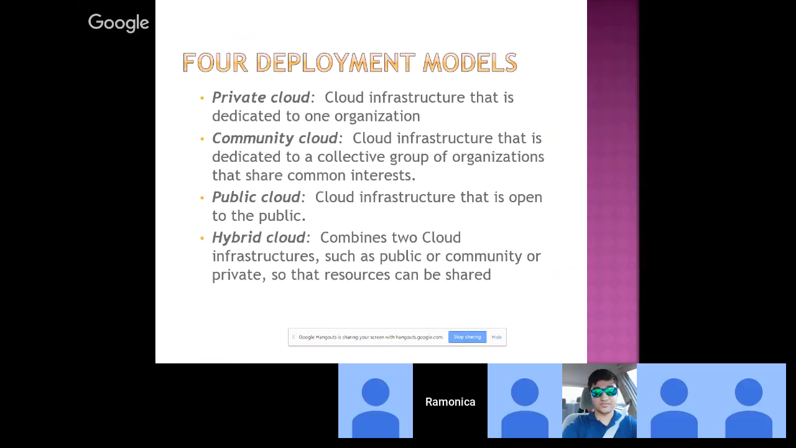And last, included in the definition are the 4 deployment models: a private cloud, which is the cloud infrastructure that is dedicated to one organization; community cloud, cloud infrastructure that is dedicated to a collective group of organizations that share common interests; public cloud, infrastructure that is open to the public; and hybrid cloud. It combines 2 cloud infrastructures, such as a public or a community or private, so that resources can be shared.